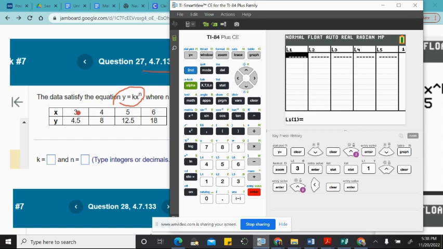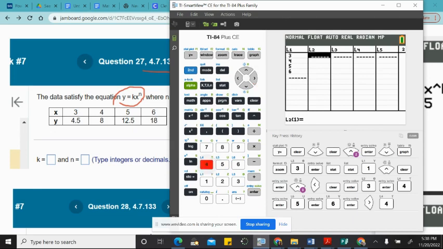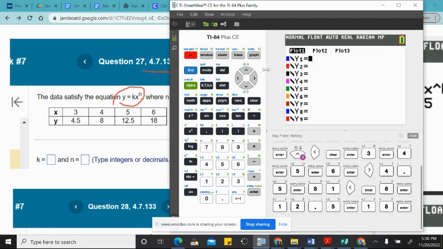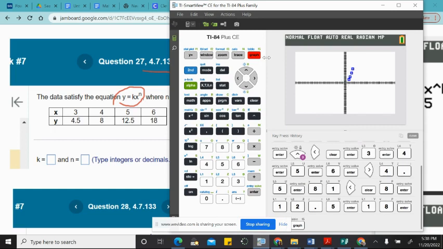I'm going to quickly type these in using my finger and touching the screen. So 3, enter, 4, enter, 5, enter, 6. Those are my X values. Then I'm going to arrow to the right, and I'm going to type in my Y values, 4.5, 8, 12. Whoops. Let's try that again. 8, enter, 12.5, enter, 18, enter. So now I've got my list in there. And again, because I turned that stat plot on, if I go to y equals, that stat plot is on. If I hit graph, it'll show me those points.